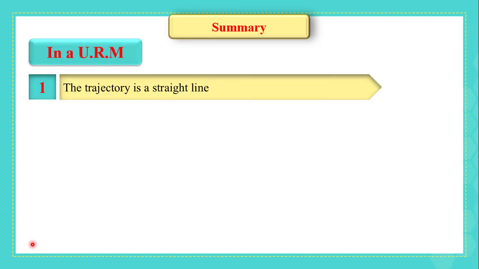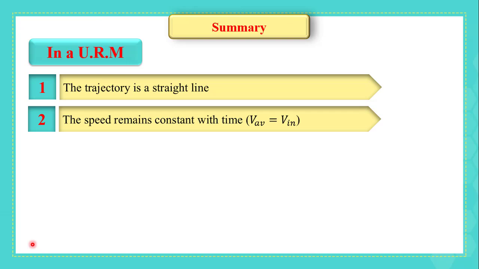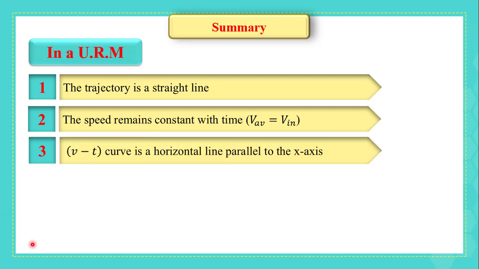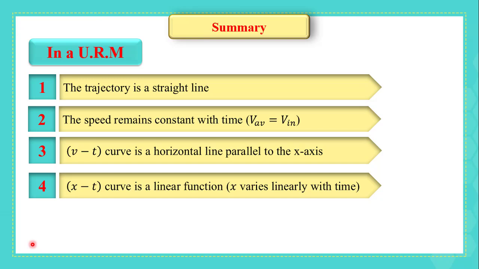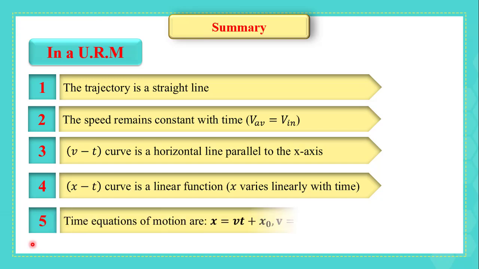Now let's summarize the ideas of this video. In a uniform rectilinear motion, the trajectory is a straight line. The speed remains constant with time, which means that v average is equal to v instantaneous. The vt curve is a horizontal line parallel to the x-axis. The xt curve is a linear function, which means that x varies linearly with time. The time equations of motion are x is equal to vt plus x0, v equal to constant, and a equal to 0.